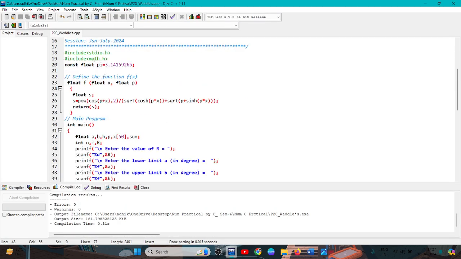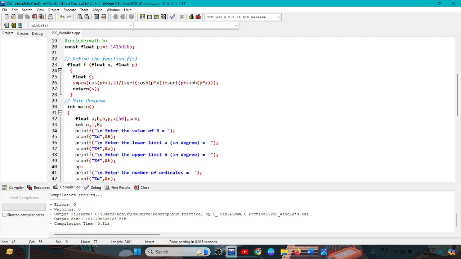First, define the value of pi as a float constant, and next define the function f(x). The arguments are float x and float p, and it uses the power of cos(p + x), comma 2, divided by the square root of this.